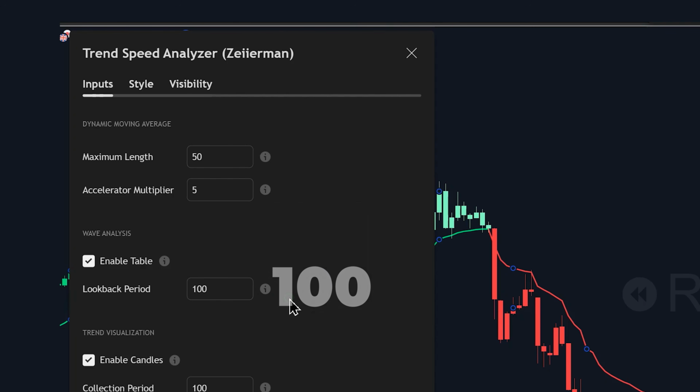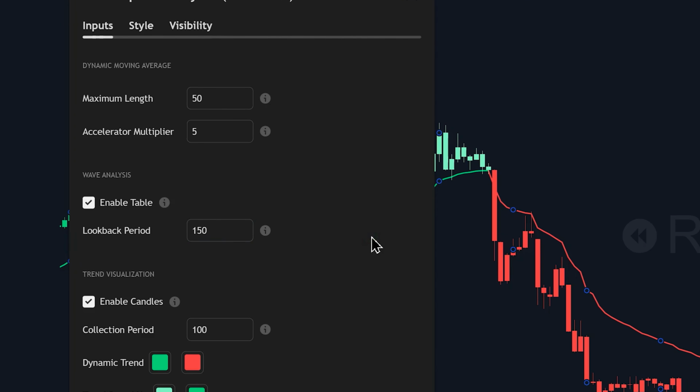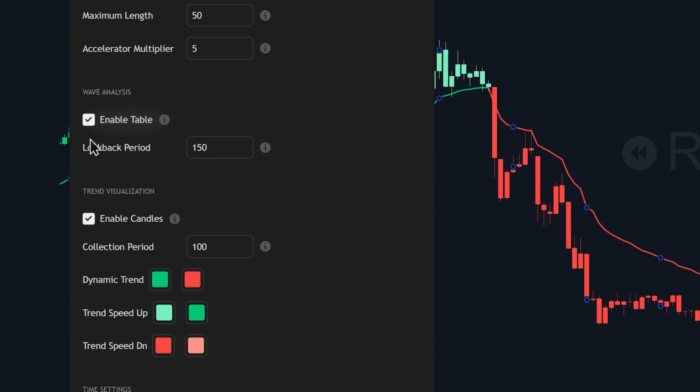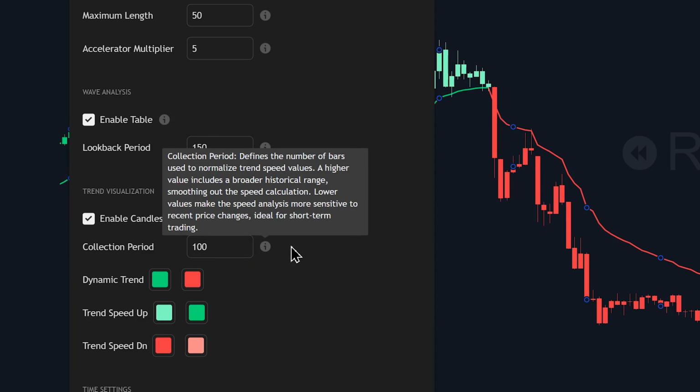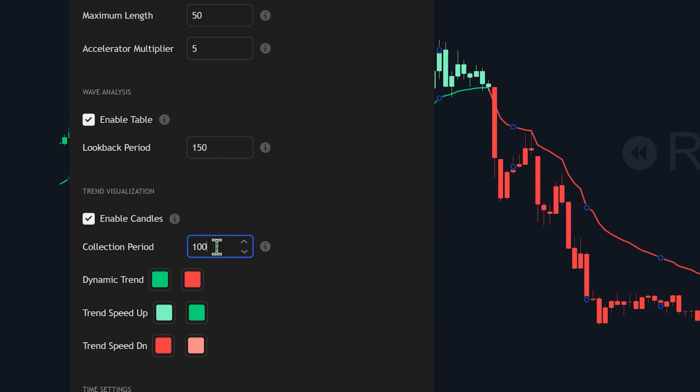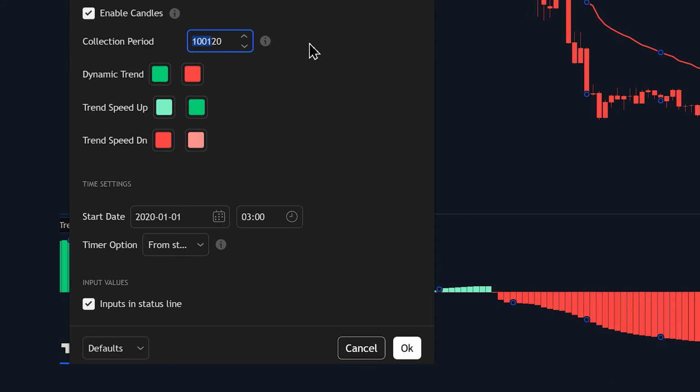The default might be 100, but some traders find that increasing it to something like 150 can give a more stable baseline for comparison on many timeframes. Of course, you've got toggles to enable table if you want to see all those stats, and enable candles for the color-coded candlesticks. There's also a collection period setting which helps normalize the speed values, aiming for better accuracy across different market conditions. As always, these are just starting points, and you'll want to experiment to see what works best for your trading style and the market you're looking at.